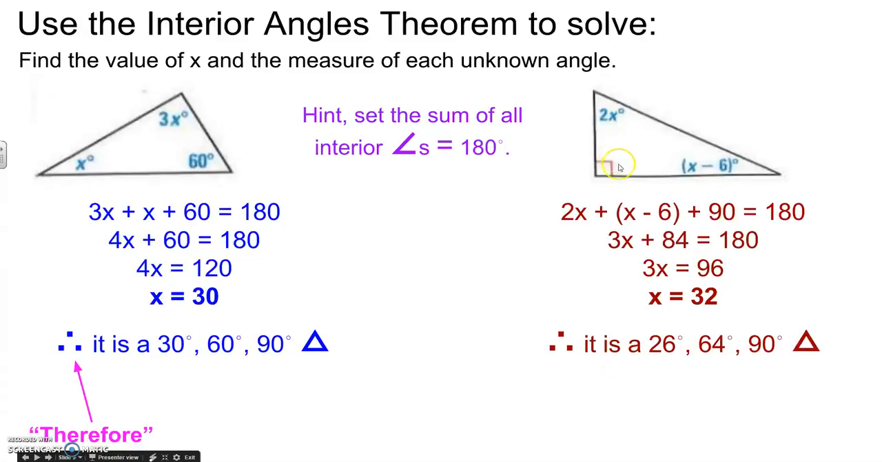it is 26 degrees because 32 minus 6 is 26. 2 times 32 is 64. Plus 90. So again, we have a 90-degree right triangle.